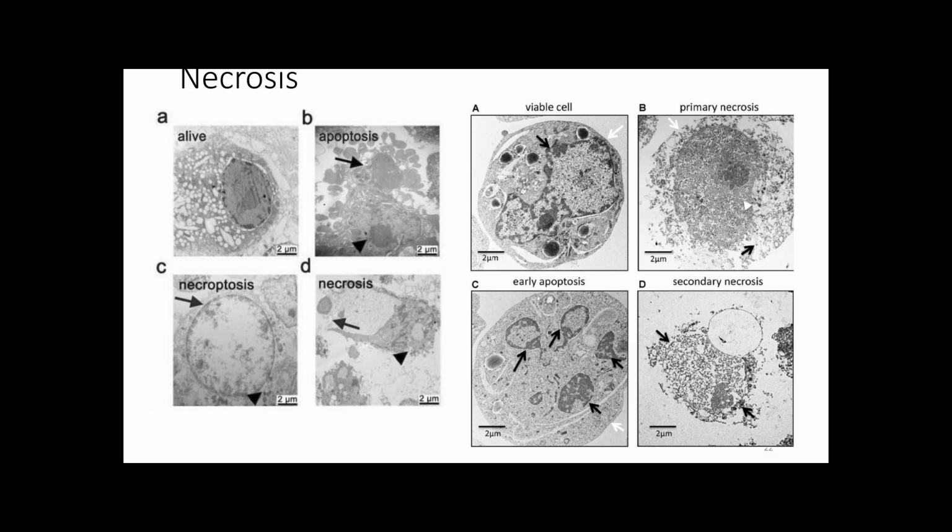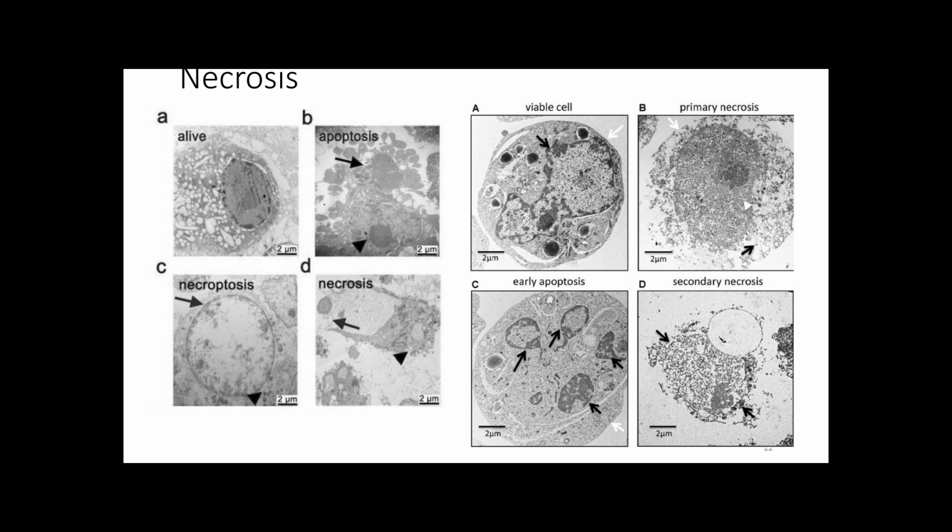Here in the left side figures A, B, C, D, you can see the necrosis. Normally alive cells are one. During apoptosis, when we consider a single cell, it will form vesicles and vacuoles and it is destroyed. But necrosis is not like that. We will learn in general pathology what necrosis is. We can see necroptosis, and finally it comes to necrosis, right?